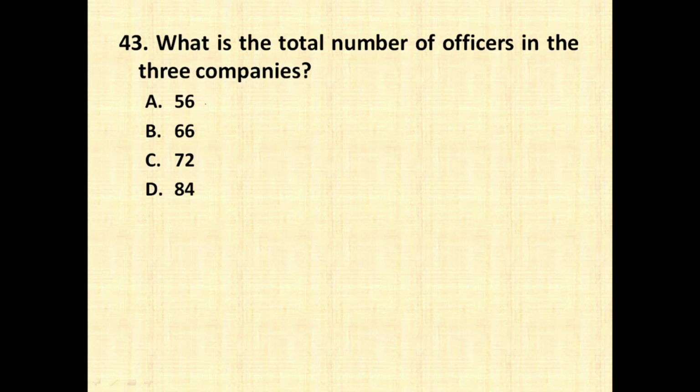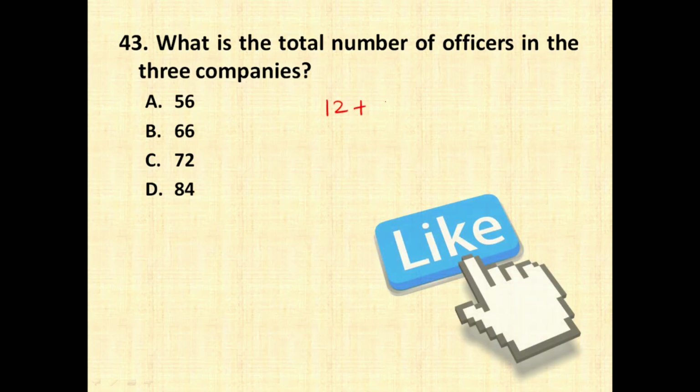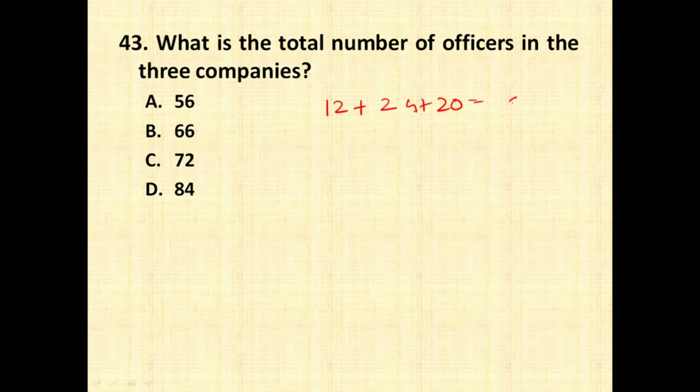What is the total number of officers in the three companies? So in company A there were 12 officers, in company B there were 24 officers, and in company C there were 20 officers. So 20 and 24 is nothing but 44, 44 and 12 is 56. So altogether there were 56 officers.